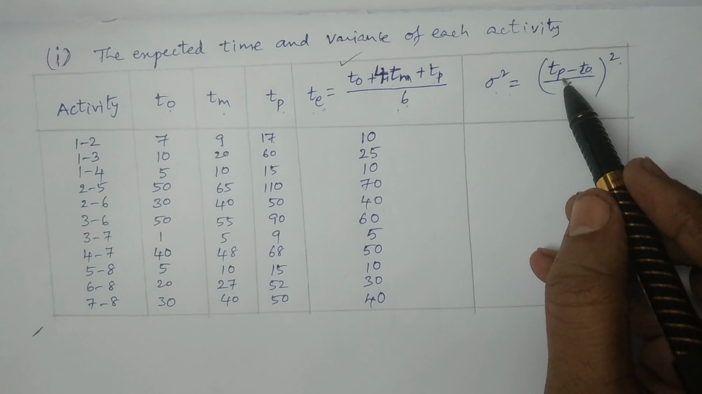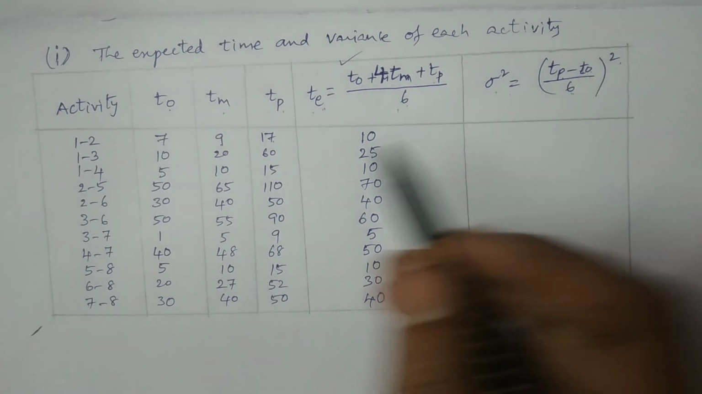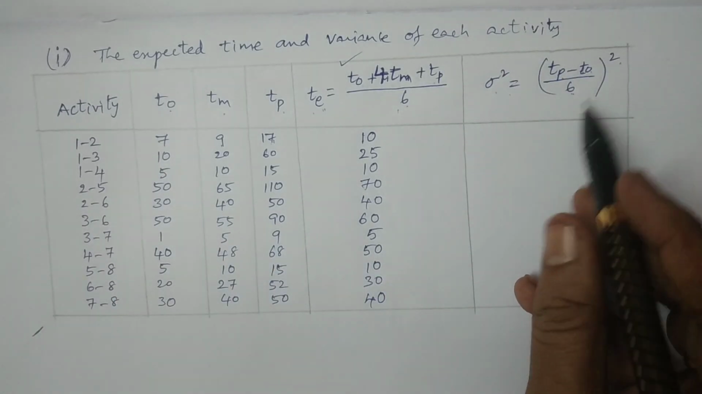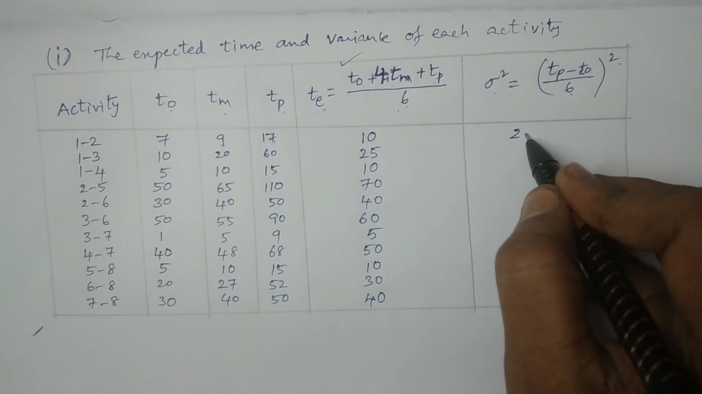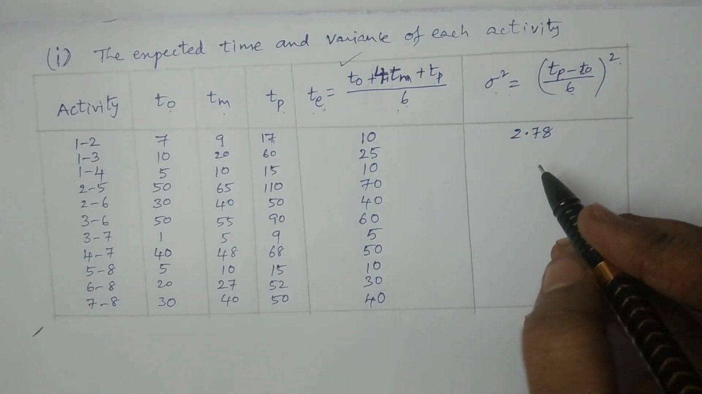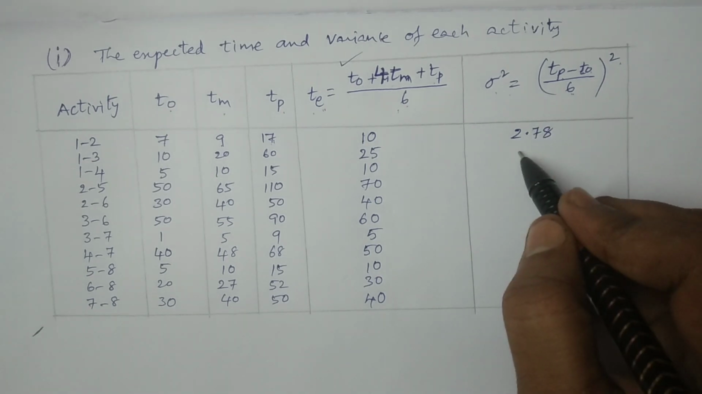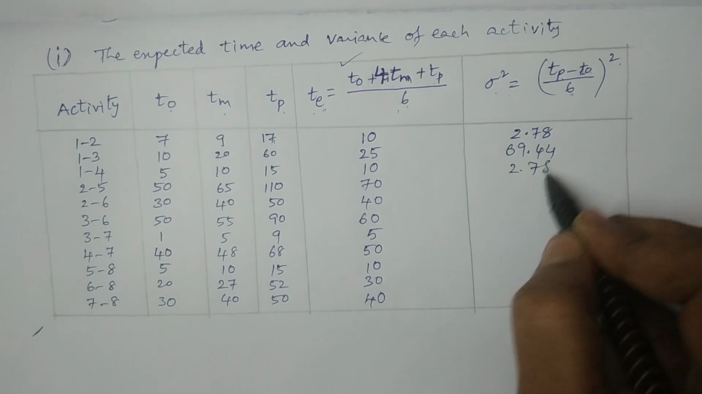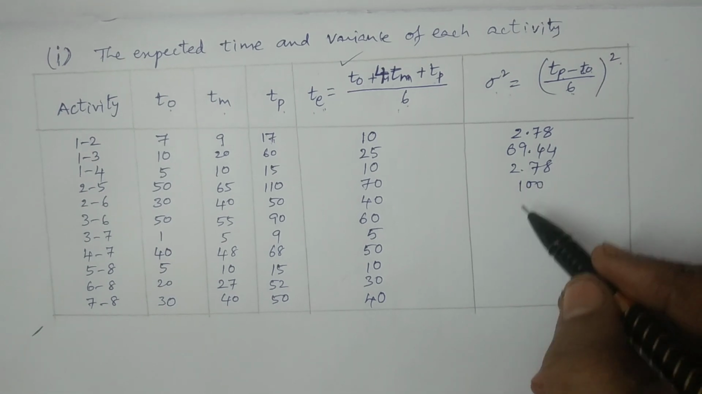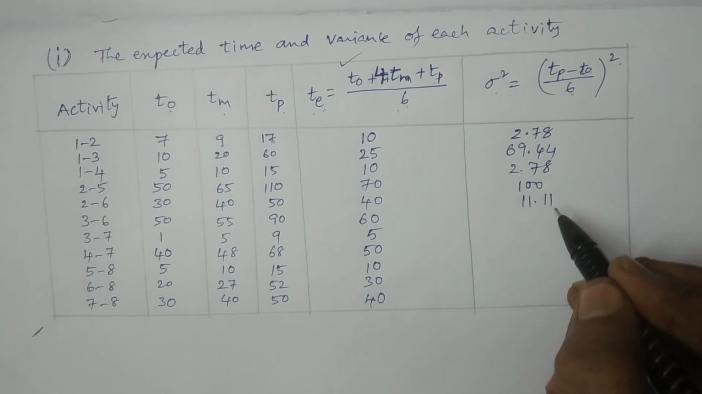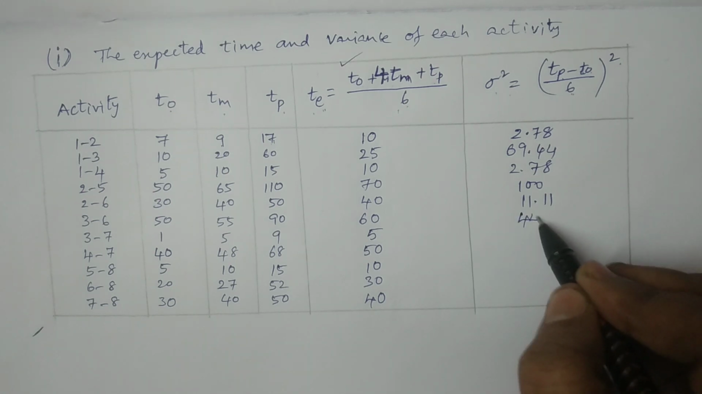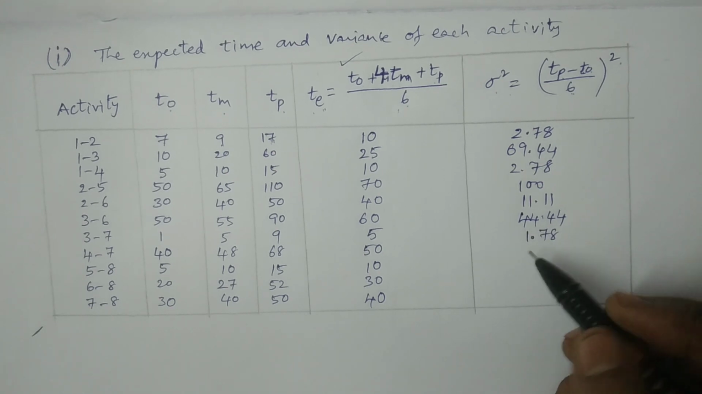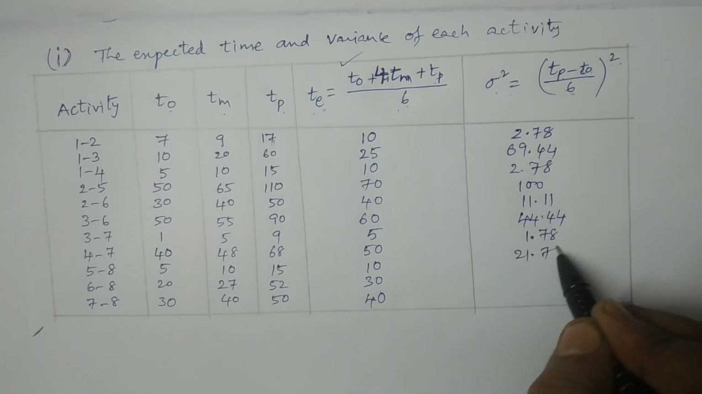How to calculate variance? Tp minus T naught divided by 6 whole square. Tp is this 17 minus 7, that is 10, divided by 6 whole square. You will get the value. This value is 2.78. Like that, you calculate all the remaining values. The values are 69.44, 2.78, 100, and then 11.11, 44.44, 1.78, 21.78. These are the values here.